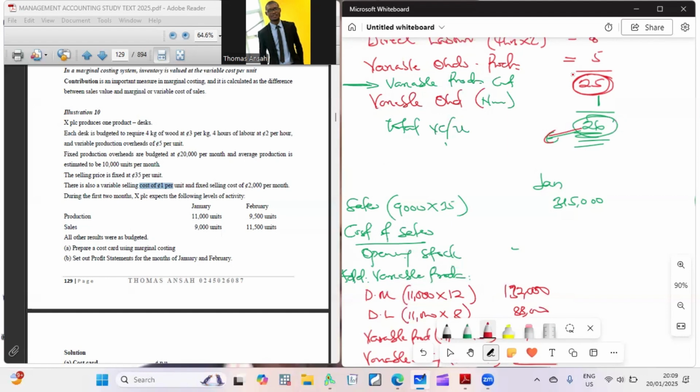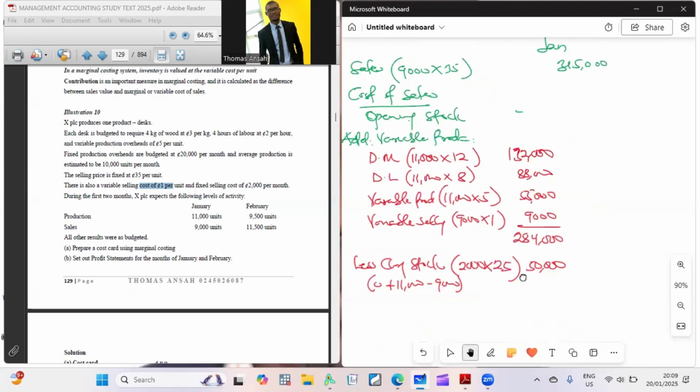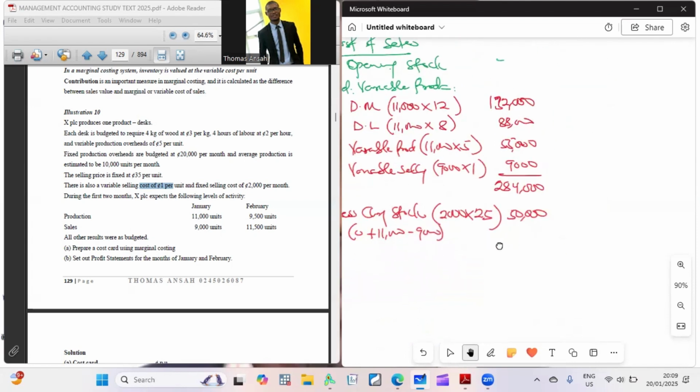That is very, very important in terms of the closing stock valuation. We use the variable production overhead. But in terms of getting your contribution, you have to subtract all forms of variable cost. All right, so take note of that. Okay, so that is that. So here will be 50.